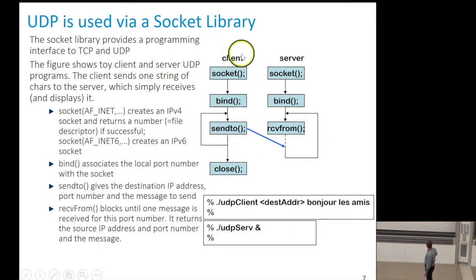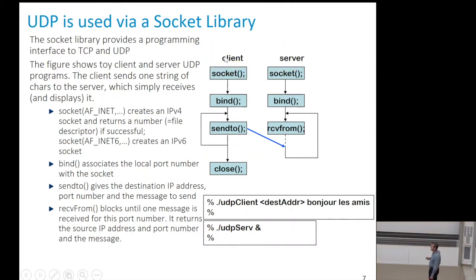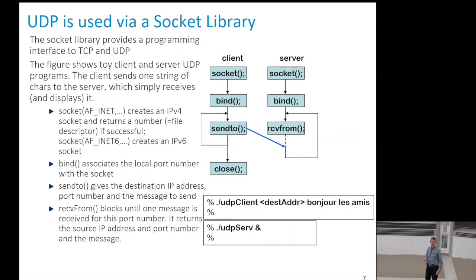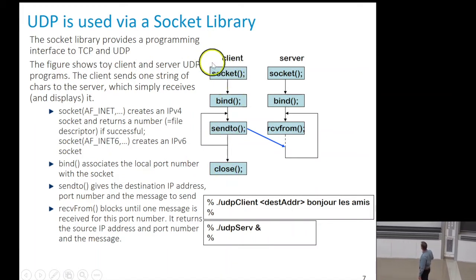This is illustrating a client and a server. Those are toy programs. The client sends a message, a string of characters, to a server that displays it on the screen. So this is the simplest program you can think of. But still, for such a simple program, you need to do all those system calls. You need on both sides to call a socket.